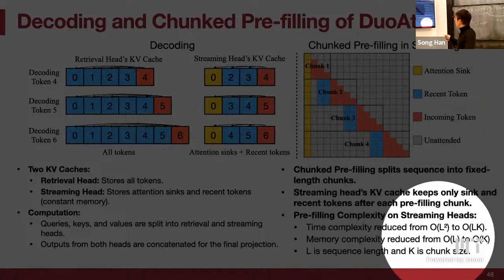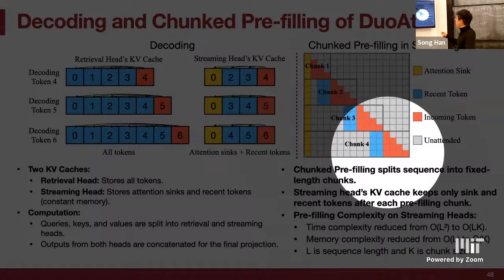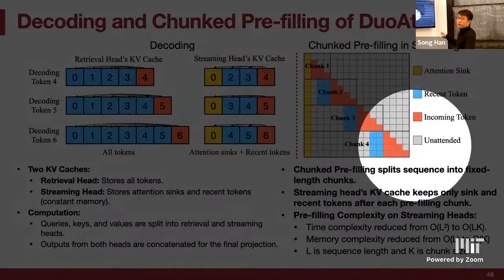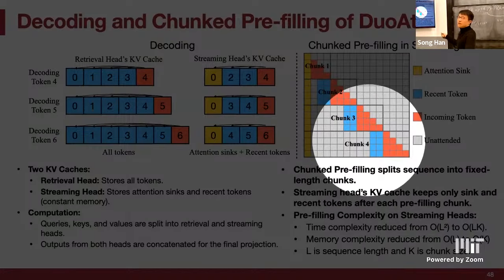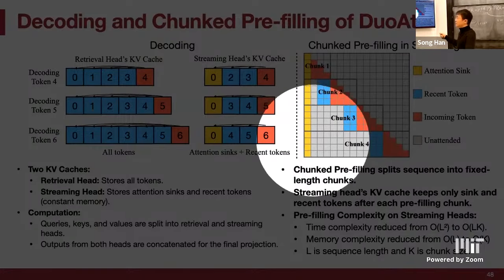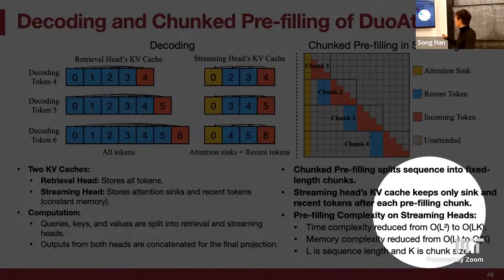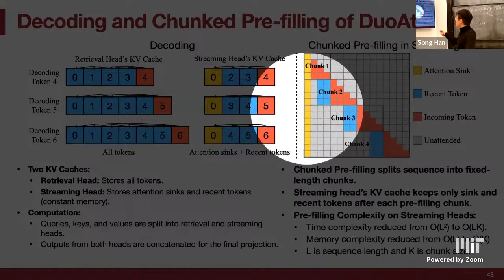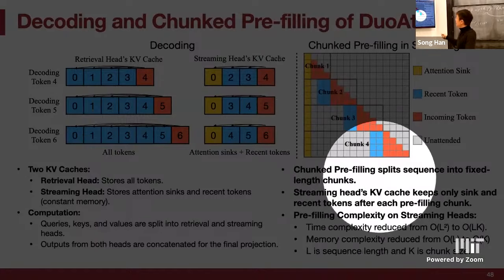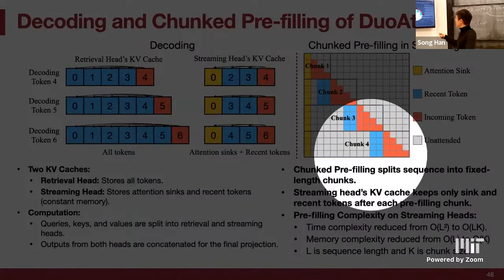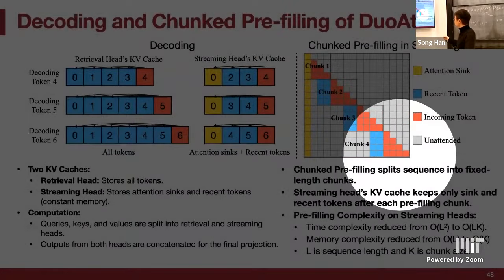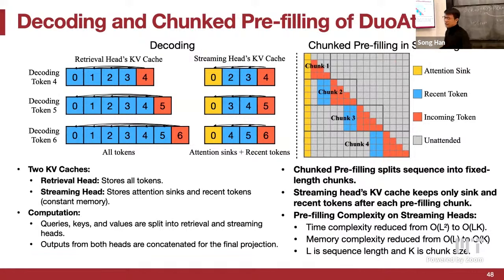What about the memory complexity? That's the size, the length of the KV cache. Previously, it's L, growing linearly with the number of tokens. Now it's fixed, it's K: only the first attention sink plus the most recent tokens. So time complexity is the area of this triangle, and the memory complexity is the size of the X dimension. Okay, so that's where the saving is coming from.